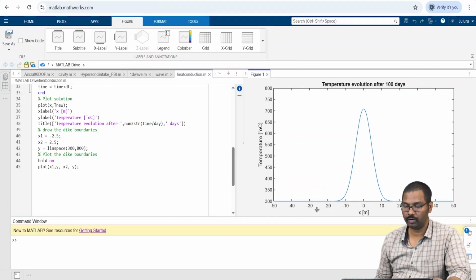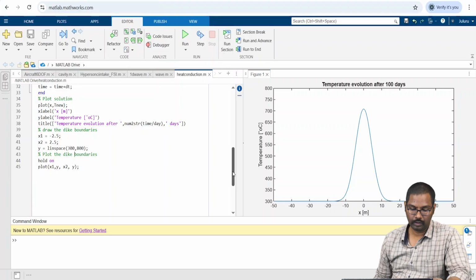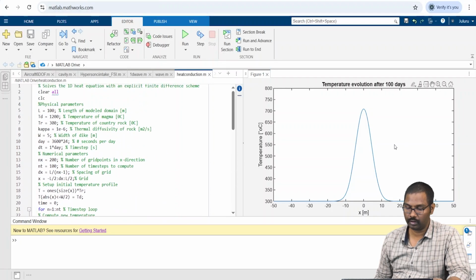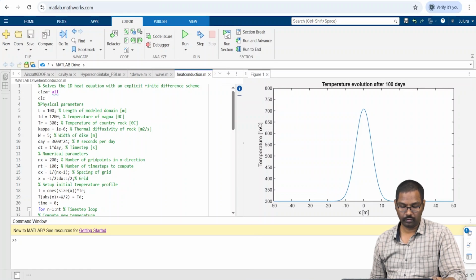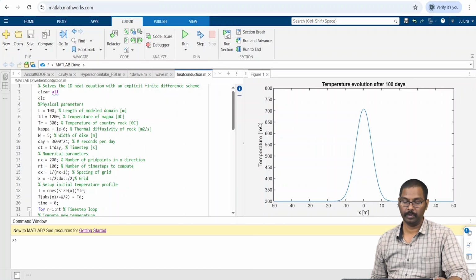So this is the result of the temperature. Here the temperature is equal to 700. The rock has a temperature of 300 on both sides. The magma was 1200 degrees, but it is reduced to 700. So this is how we are going to use MATLAB programming to solve fluid flow problems, such as the one-dimensional wave equation.